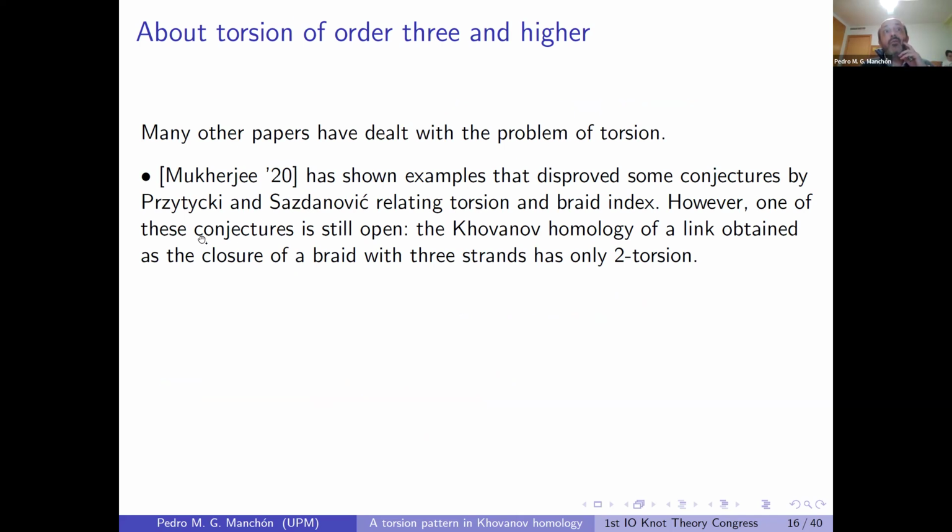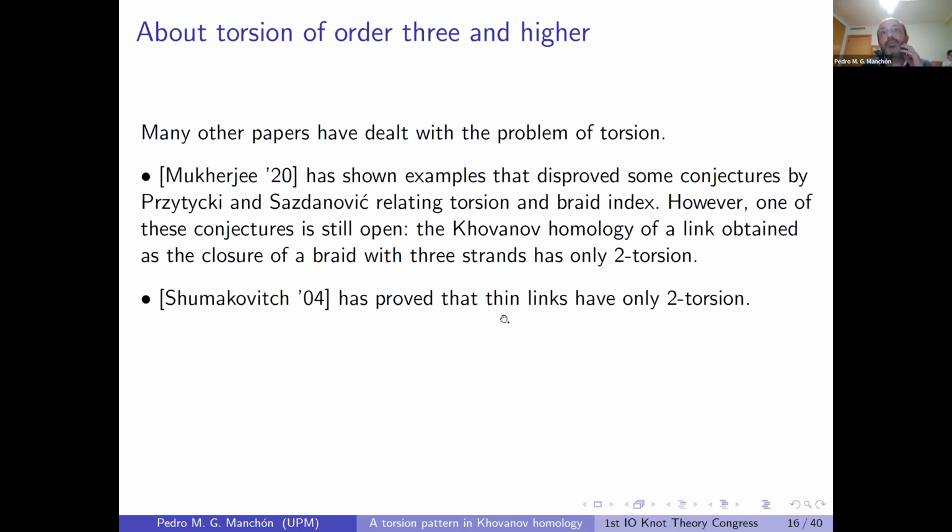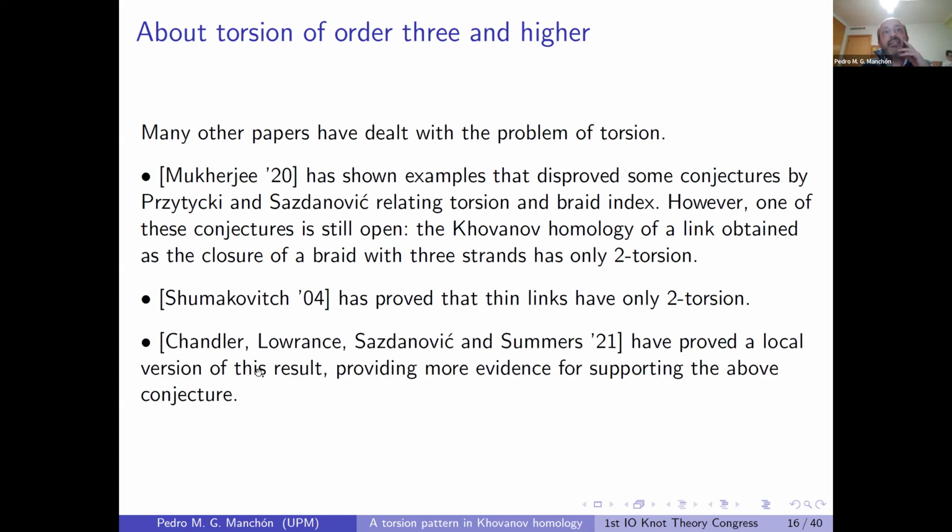However, one conjecture is still open, believed to be true. The Khovanov homology of a link obtained as the closure of a braid with 3 strands has only 2-torsion. Closure of 3-braids has only 2-torsion. Shumakovich has proved that thin links have only 2-torsion. Chandler, Lowrance, Sazdanovic, and Summers have proved a local version of the result, providing more evidence supporting the above conjecture.